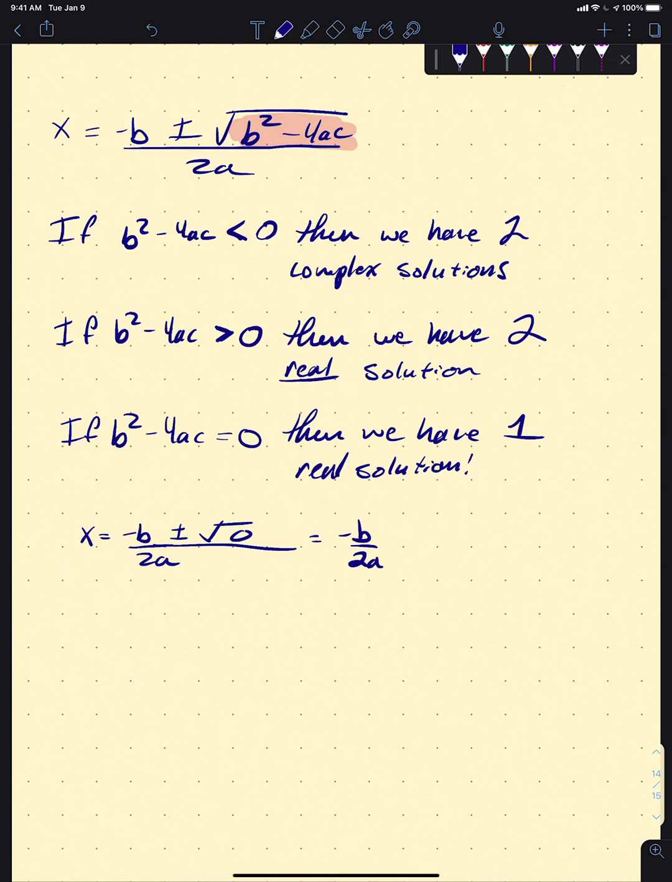In fact, that solution is negative b over 2a. And what we've discovered here, what we've realized, is that this expression, b squared minus 4ac, in some ways determines the nature of our quadratic equation. It determines if it's solvable with just the real numbers or not. In fact, it's so important that it has a name. b squared minus 4ac is called the discriminant, because it tells us what sorts of tools we need in order to solve our quadratic.